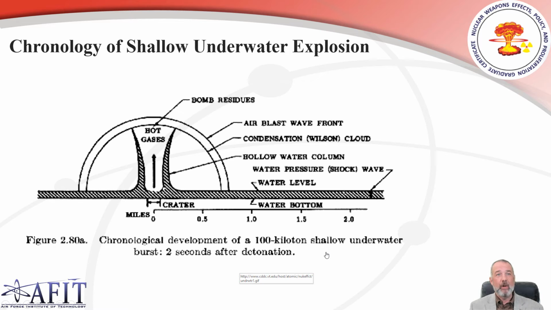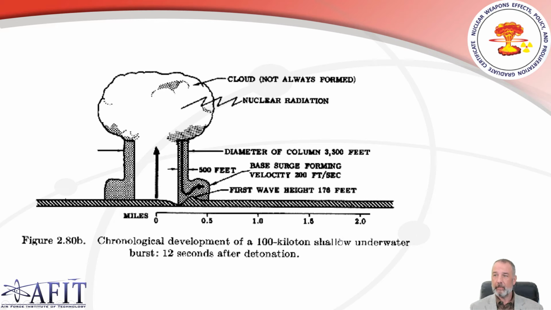So again, higher and lower yields also change the intensity or the effects of what's going to happen in a shallow water burst. Bigger detonation, higher pressure values, a large volume of hot gas which is rising to the surface, which can pull up more water, pull it up higher, and so on and so forth. But so 100 kilotons here.